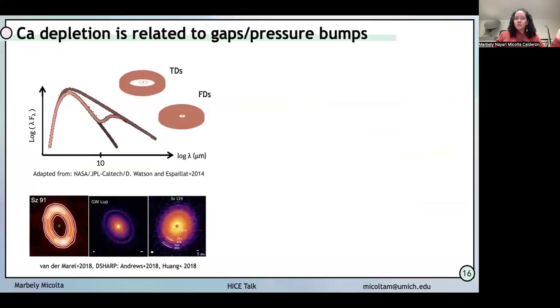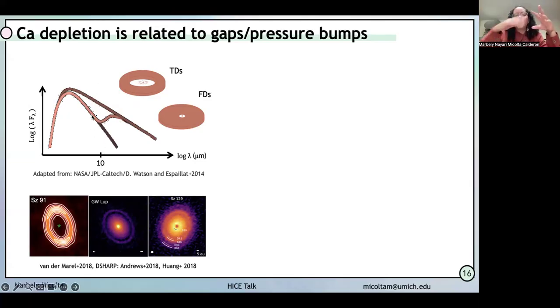We also then tried to answer the question: is this really related to gaps and pressure bumps? We did this by collecting two different kinds of data. We collected information from the literature for all these 70 stars: do we know they have gaps or bumps? We did this with the SED. If you have a gap, then you have missing dust in the inner part, so you don't have that excess around 10 microns.